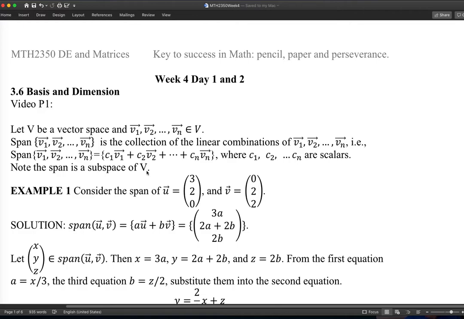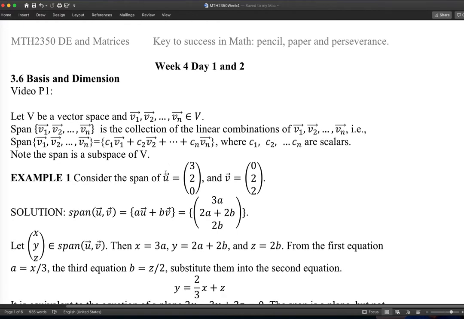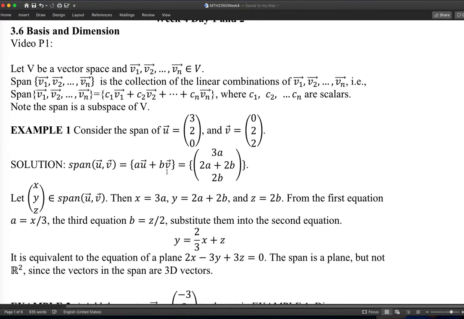Let's take a look at what the span is. I have a first example, actually from the textbook. We have two vectors, u and v, and let's see how the span would look. The span of u and v is the set of linear combinations of u and v, where a and b are some scalars or real numbers. So I just add au and bv together.